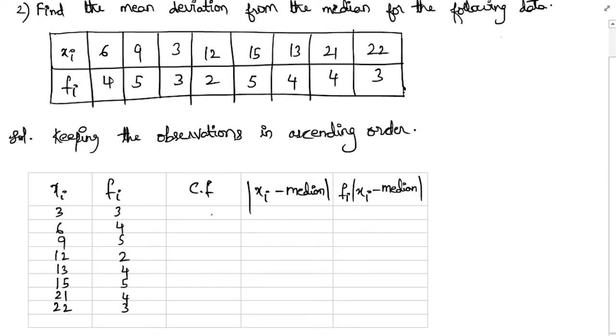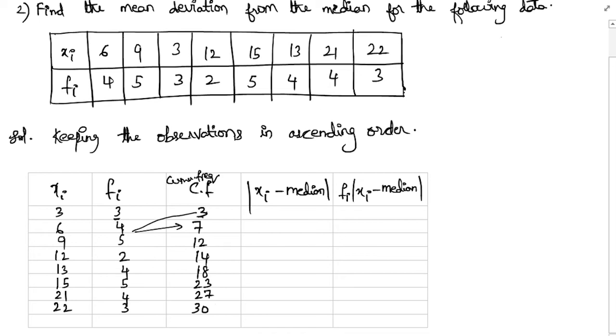Okay, cf. What is cf? Cf is cumulative frequency. How do we do that? It depends upon fi. Here it is 3, so 3. Then we add the cumulative frequency, the first term, and fi, the second term: 3 plus 4 equals 7. Similarly we'll do for the others. 12 plus 2 is 14. Then this is 18, then 23, 27, and 30.